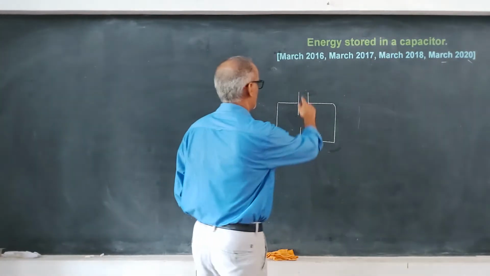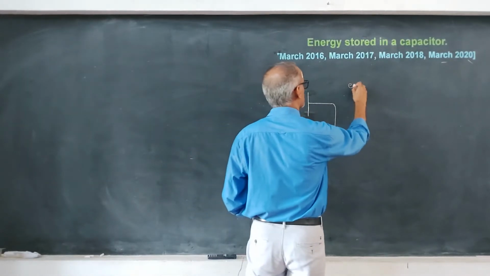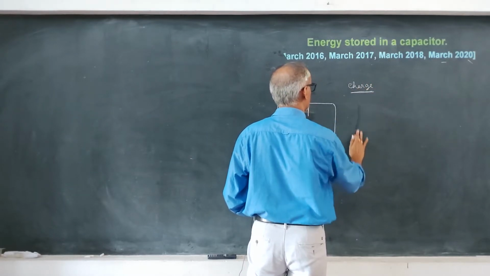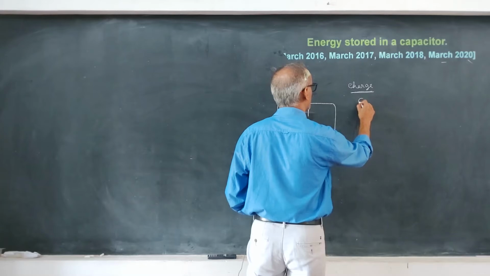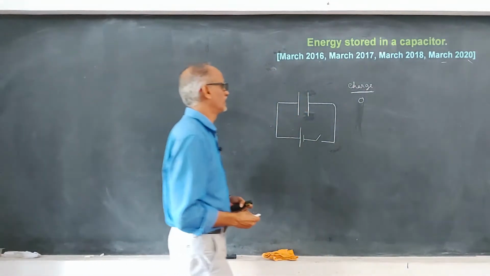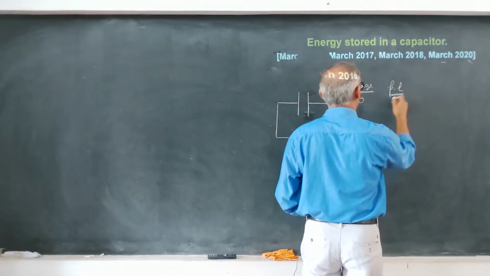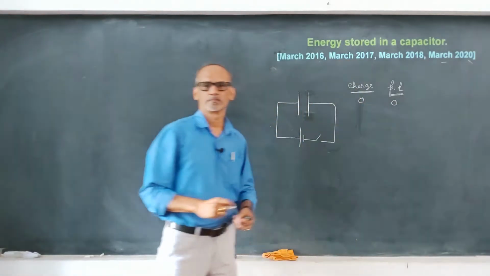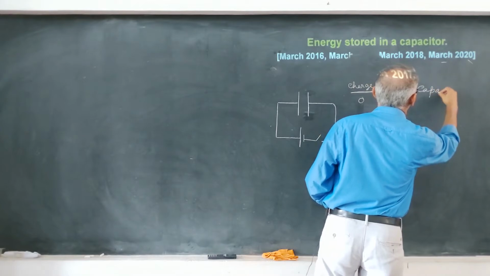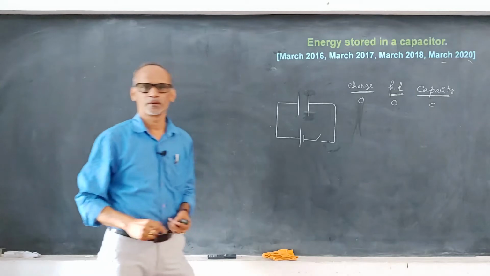initially, when the capacitor is uncharged, its charge is 0, no charge, because it is an uncharged capacitor. When there is no charge, what is the potential difference across it? That is also 0. What is the capacity? That is C.